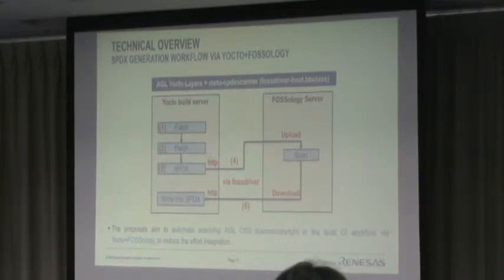After analyzing the table for the SPDX task, we can upload the table, and FOSSology will analyze this table with the file in it, and return the SPDX document in the review system. However, my proposal aims to automate scanning only for AGL open source software, not for all the open source software in the build system, and I will focus on the AGL architecture in the next slide.